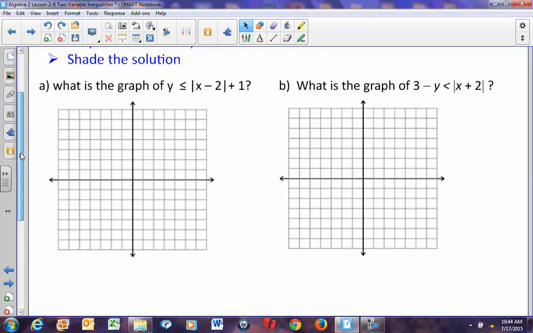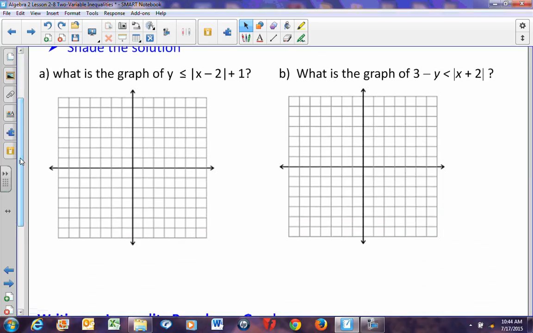What is the graph of y is less than or equal to the absolute value of x minus 2, plus 1? First thing I'm going to do is figure out my vertex. Remember, vertex is h and k. So if this is h and this is k, h equals 2, k equals 1. So my vertex is 2, 1. Once I know what my vertex is, I look to see what the letter a is. a is 1 because there is no a. So I'm going to plot the point 2, 1.